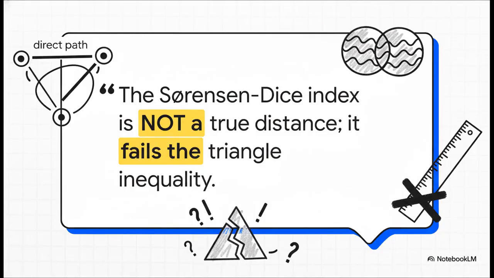And now for a fun callback to the very beginning. Remember those 3 golden rules for what makes a true distance? Well, it turns out that the Sørensen dice index, while it's great for measuring similarity, is not a true distance. Why? Because it breaks the triangle inequality rule. With this measure, a detour can sometimes actually seem shorter than the direct path.